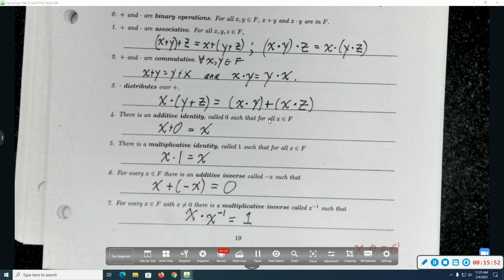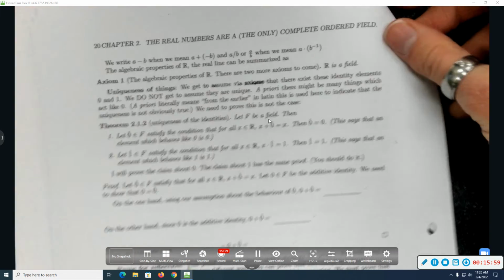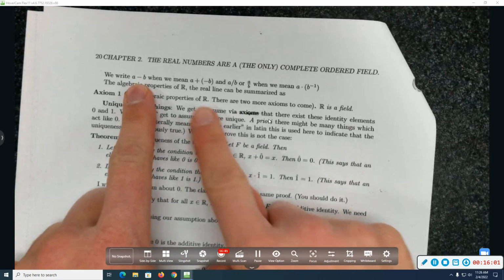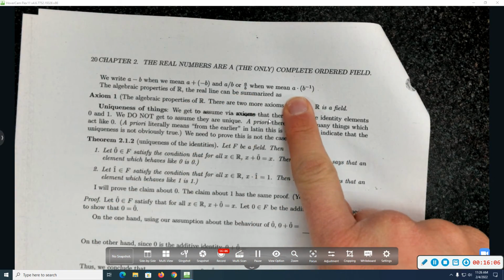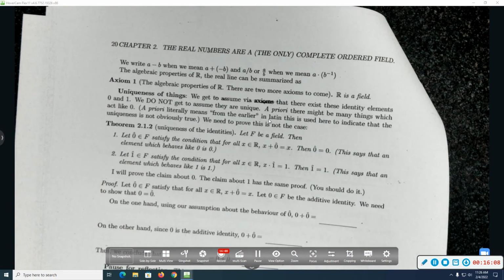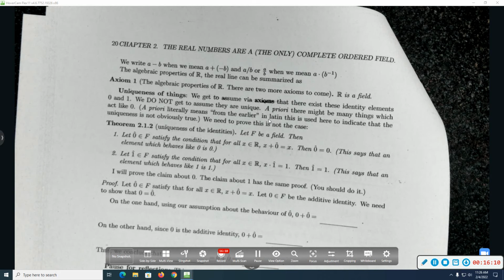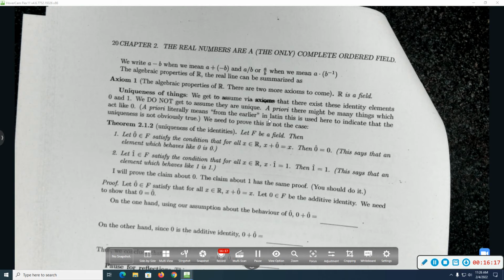Cool. So we have these axioms. Maybe it's worth saying explicitly: we now know what addition and multiplication mean. Subtraction means a plus minus b. Division means a times the inverse of b. The algebraic properties of the real number line are summarized by the following axiom. An axiom is a thing that I will assume and will not try to prove. It will be part of the definition of what the real numbers are. The axiom is: the real numbers are a field.